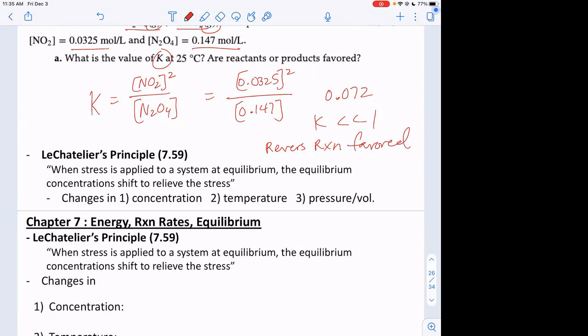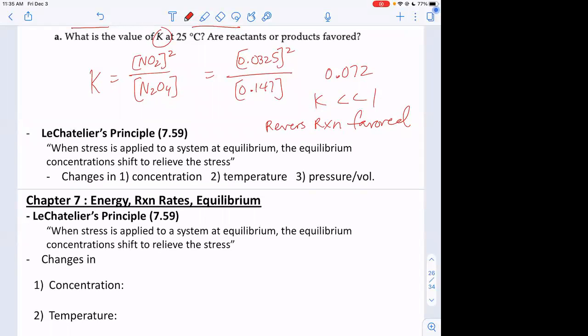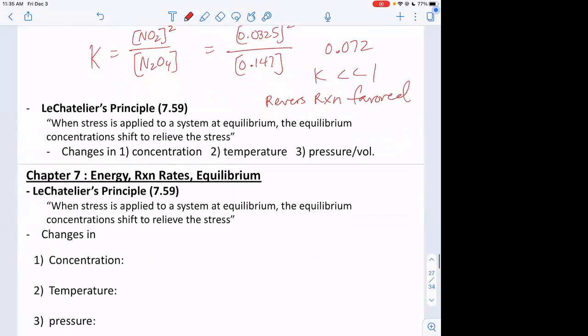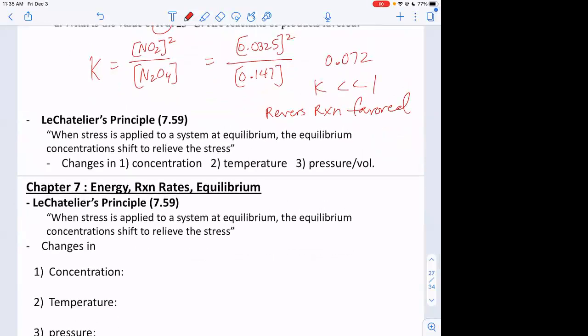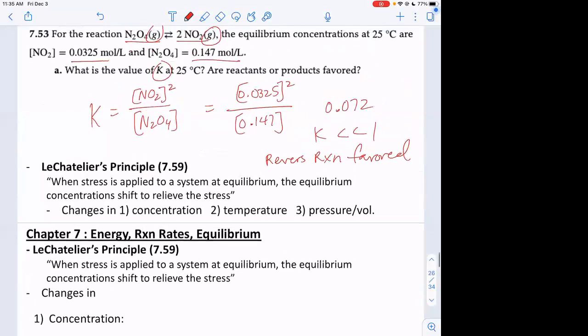And if you remember that slide with the arrow and the color coding, that's that. If you're confused on how we arrived at this, that slide in chapter 7 walks you through those conditions and the value of K and what it means. Another good problem to work is 7.59. This is about Le Chatelier's principle, which says when stress is applied to a system at equilibrium, the equilibrium concentrations shift to relieve the stress.